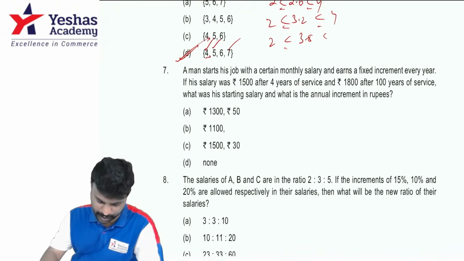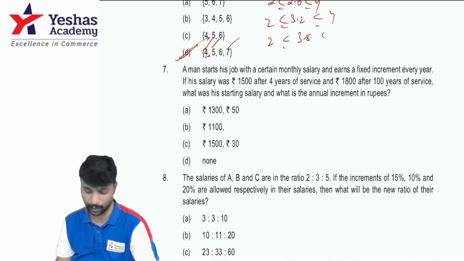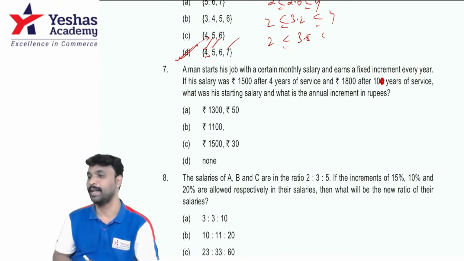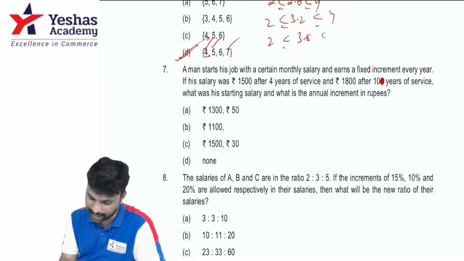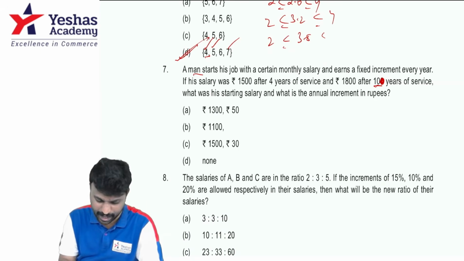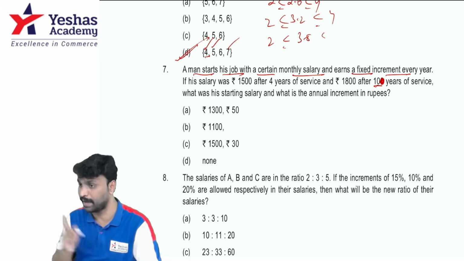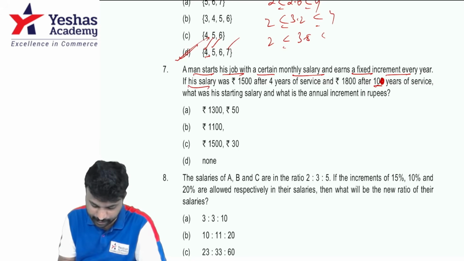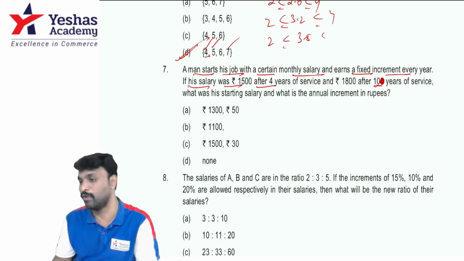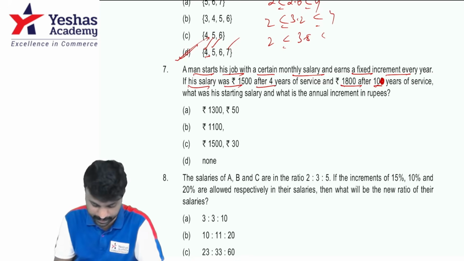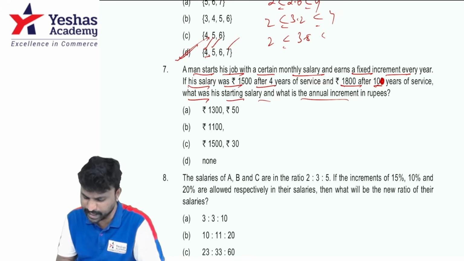Guys, moving on to the next question. As I said, there's a mistake in question number 7. That means it is not 100 years, it has to be 10 years. As they've said, a man starts his job with a certain monthly salary and earns a fixed increment every year. His salary was 1,500 after 4 years, guys, and his salary was 1,800 after 10 years of service. What was his starting salary and what is the annual increment?